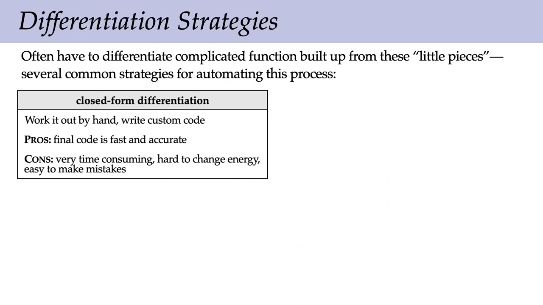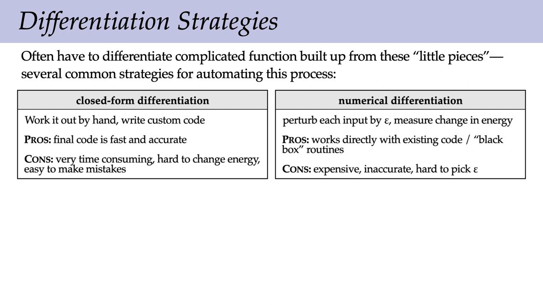So a more automatic strategy is to use something called numerical differentiation, where the basic idea is to take each input of your function, perturb it by some small amount epsilon, and then measure how much it changed. So take the output of the perturbed function minus the output of the original function divided by epsilon. That gives you a finite difference approximation of the derivative for that parameter. And now you have to repeat this over and over again for every single parameter of your function.